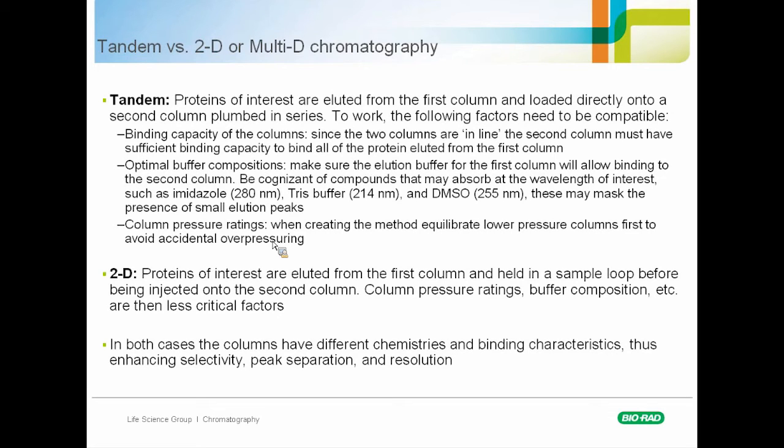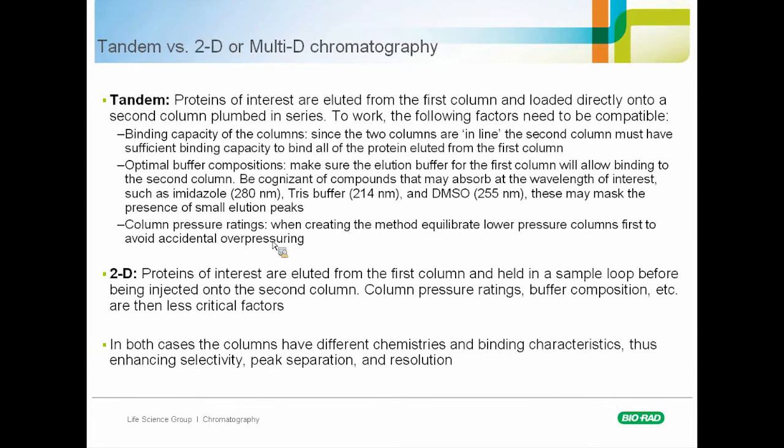So this is tandem. Think of tandem as linking the two columns together. Now, because of the quite significant considerations of binding capacities, column pressure ratings, buffer composition, tandem chromatography is generally less common because of the limitations.